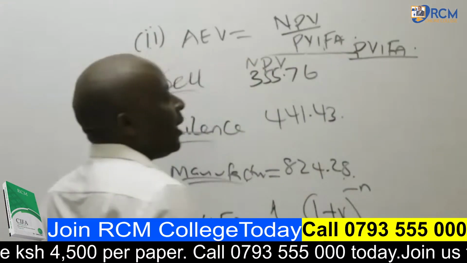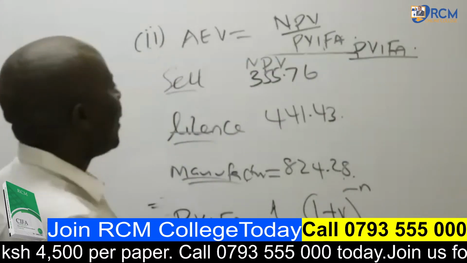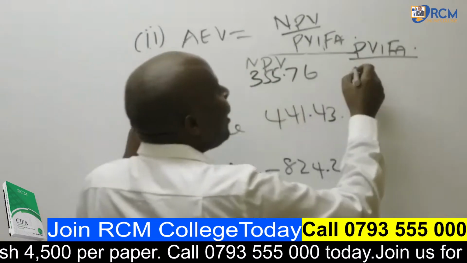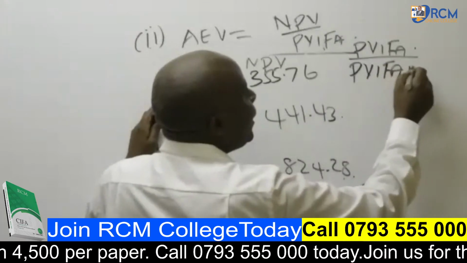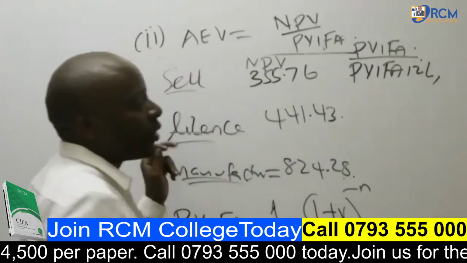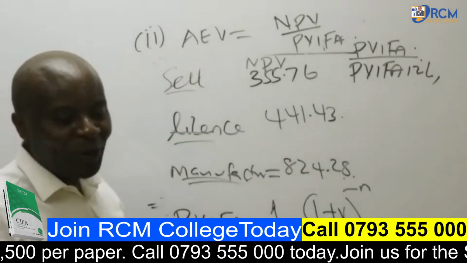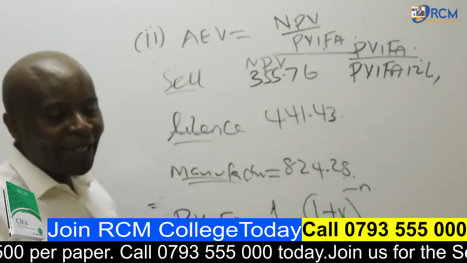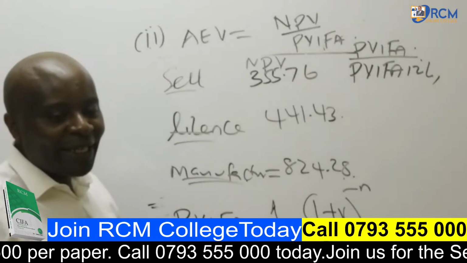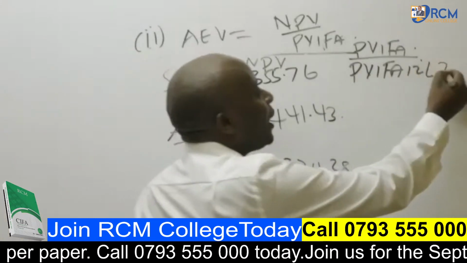Abracadabra. Sasa tuanze na hii ya kwanza. Hii ya selling, nitasema ni PV-FA. What percentage? 12%. How many years? Selling iko na how many years of receiving cash flows? Nimeambiwa ni 2 years.